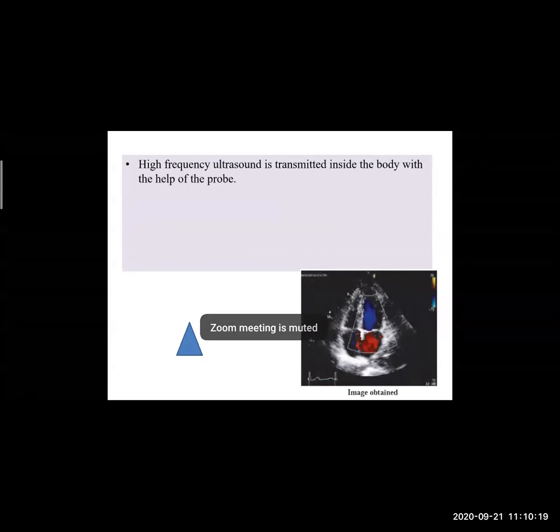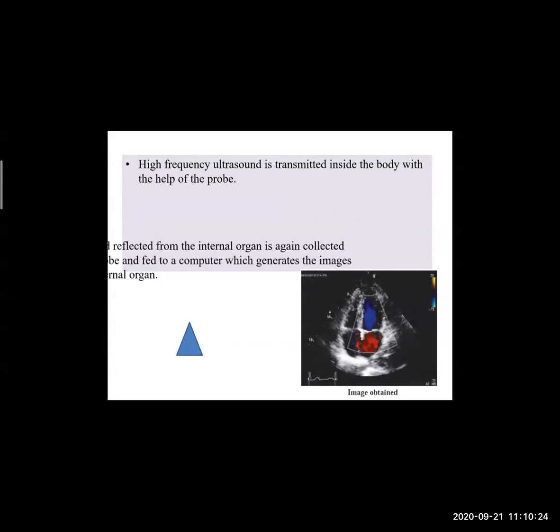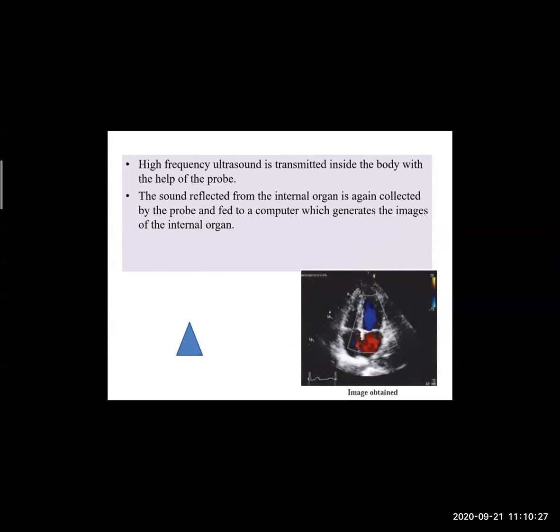Ultrasonic sounds are transmitted inside our body with the help of the probe, and the sound will reflect from the internal organ, and the information collected by the probe is fed to the computer and generates a fantastic image of the internal organ. As this method is painless, it is increasingly used in medical practice, and it can be used for correct diagnosis.